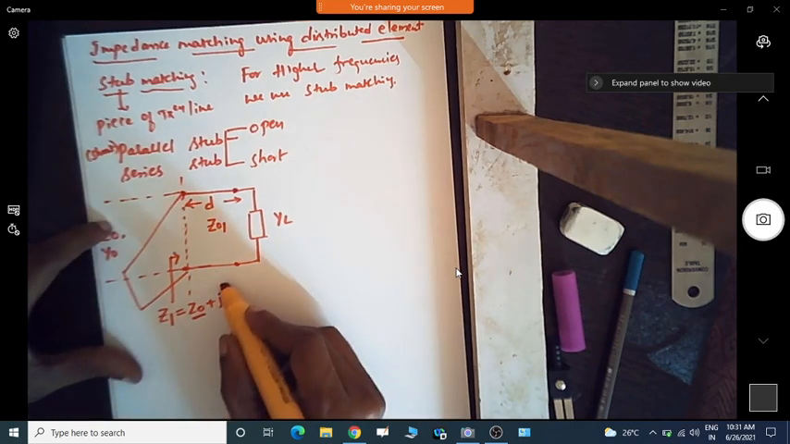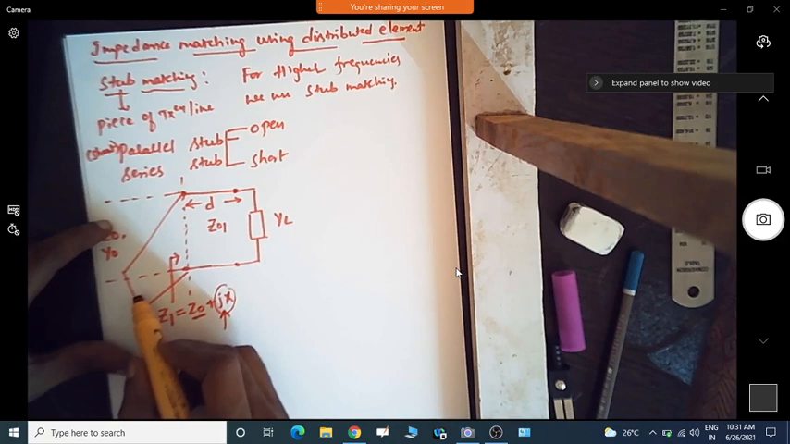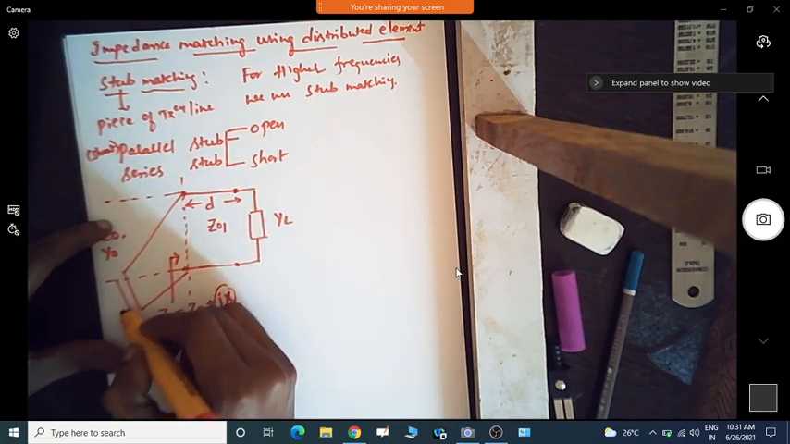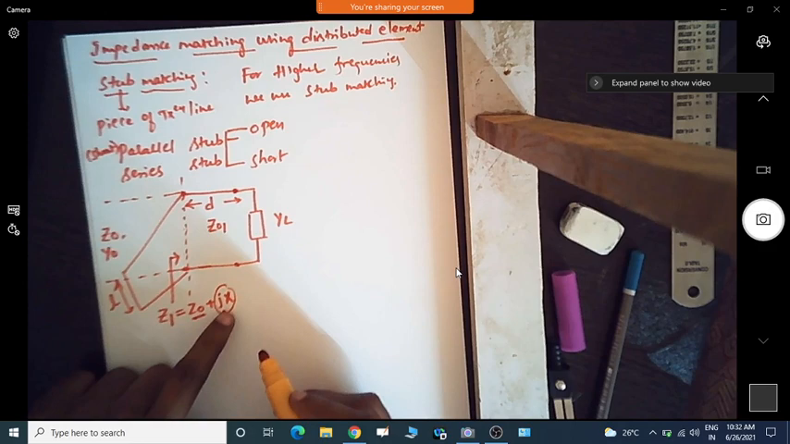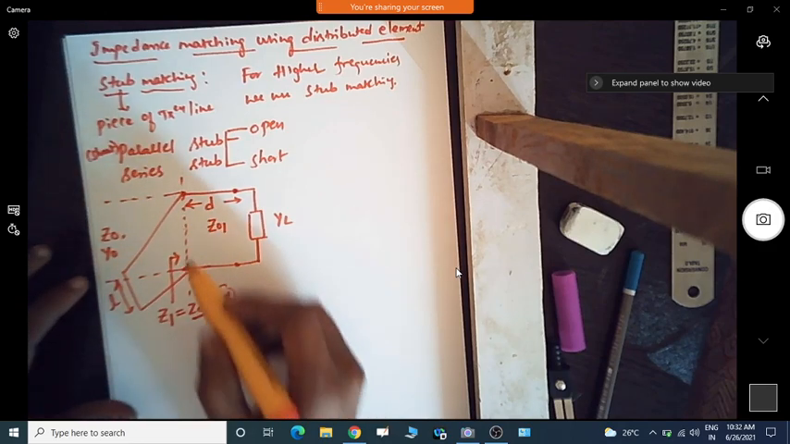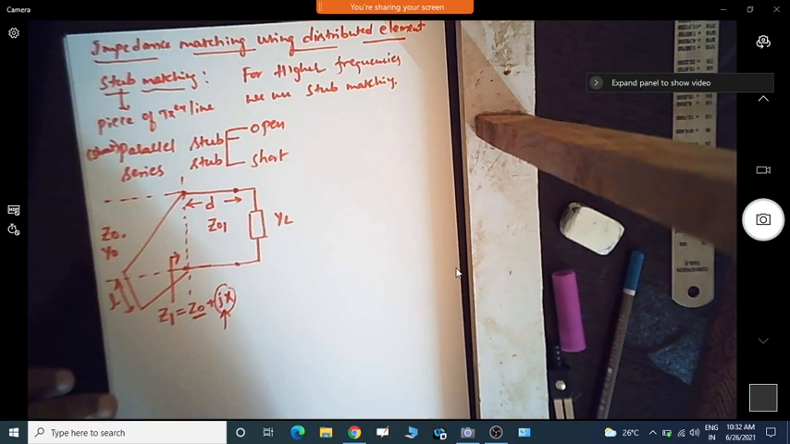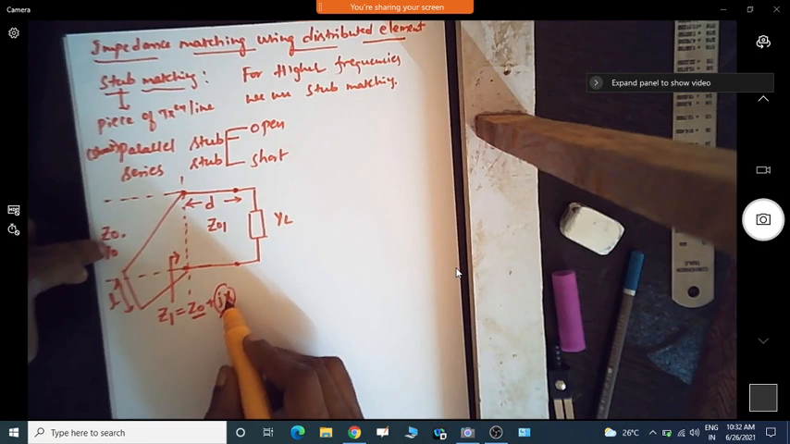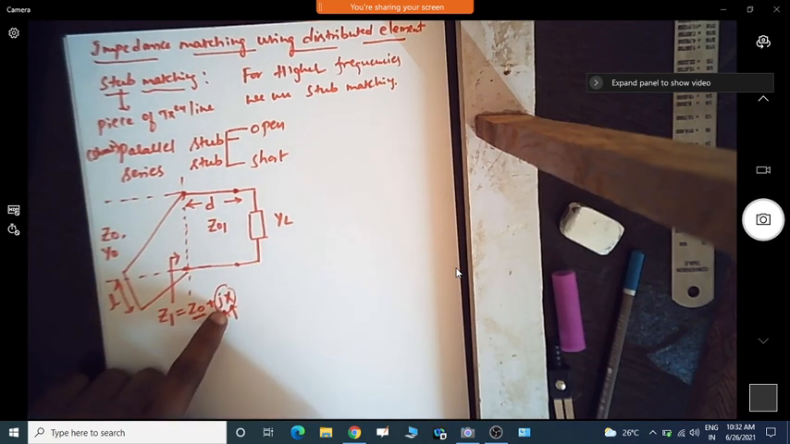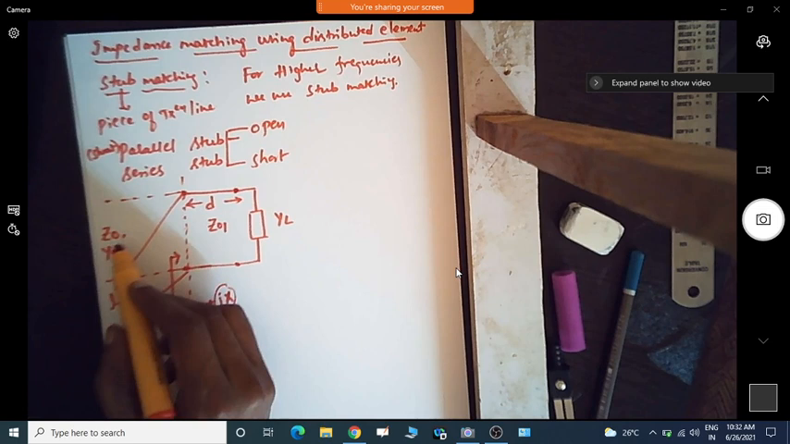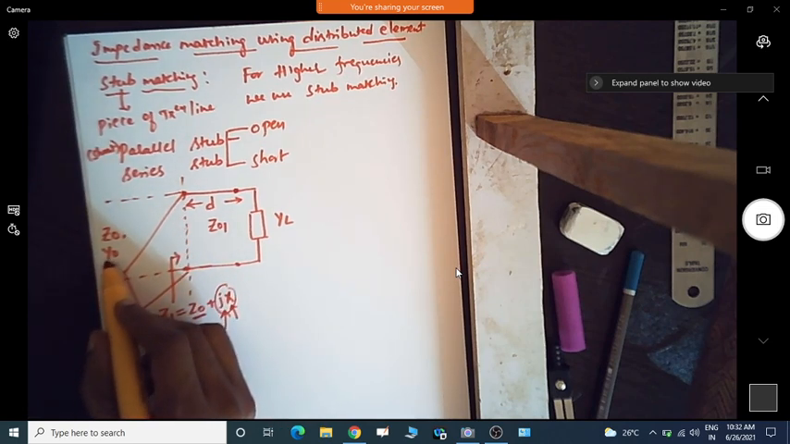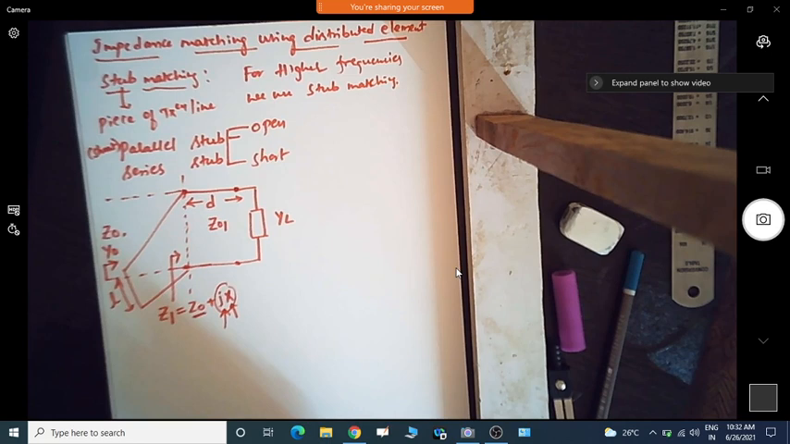Now this reactance will be nullified by the stub, so we need to find out the length of this stub. We know that if we move from the short-circuit point or open-circuit point, based on the open stub or short stub, it will give some reactance or susceptance. We need to find the length that eliminates this reactance, so that after connecting the stub, the impedance seen is equal to Z0. That is how we are going to match the impedance.